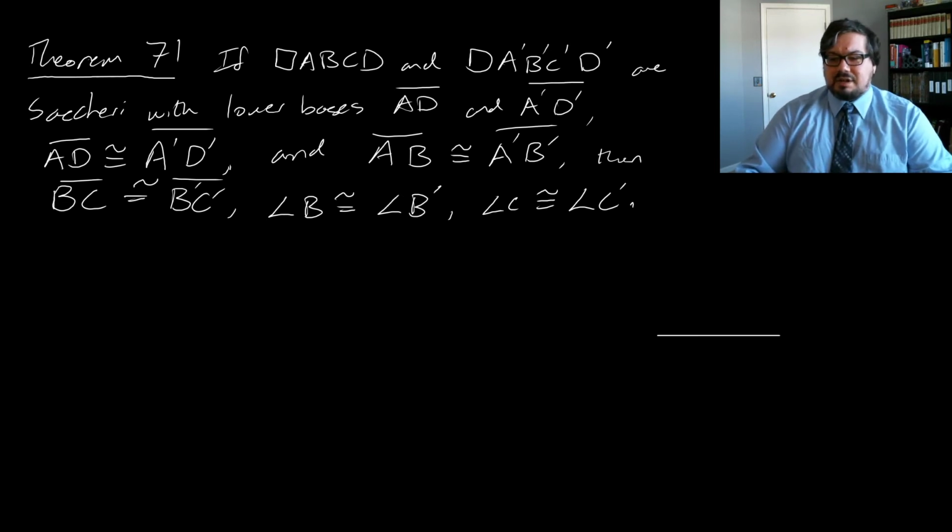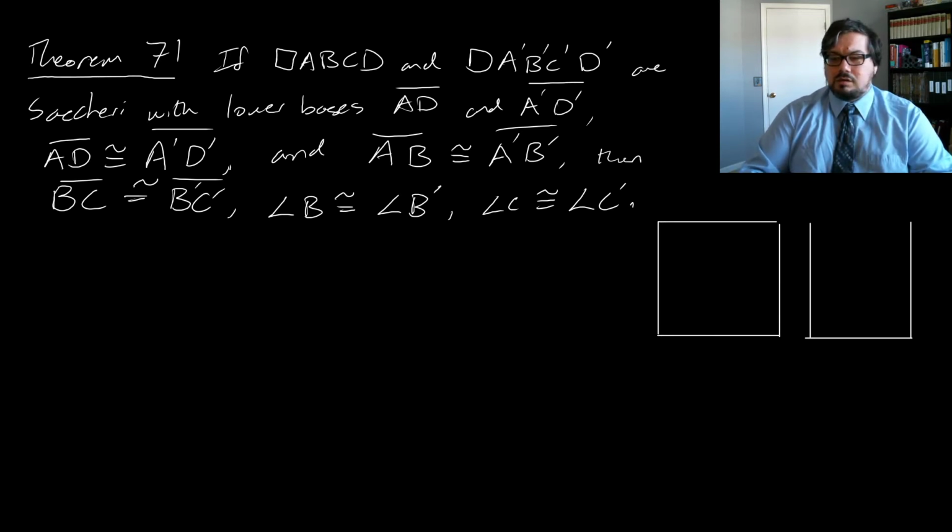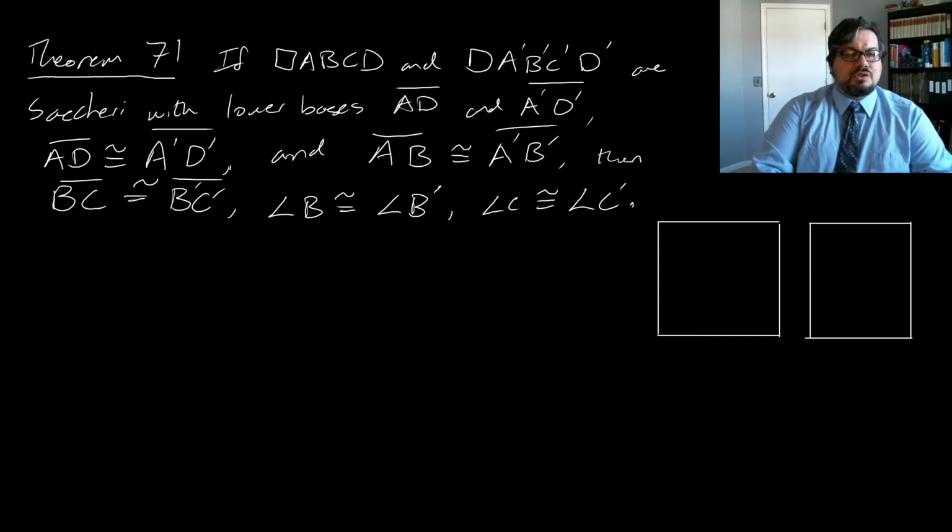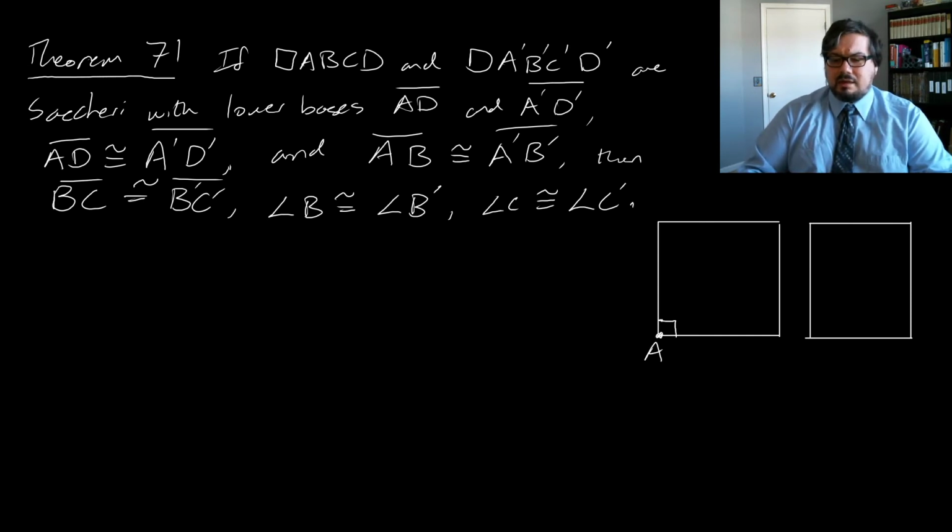So let's sketch out a couple of Saccheri quadrilaterals and work through the proof. All right, so we've got A, D, A prime, D prime, and B, C, B prime, C prime. And let's see, what are we told? We are told that AD is congruent to A prime, D prime. We're told that AB is congruent to A prime, B prime.